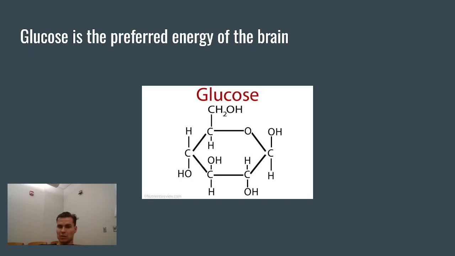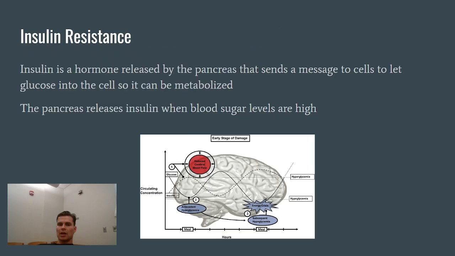Glucose is what the brain wants. It can run off of other things we'll talk about a little bit later, but when the brain doesn't have glucose, the brain really struggles to adapt to different forms of energy.